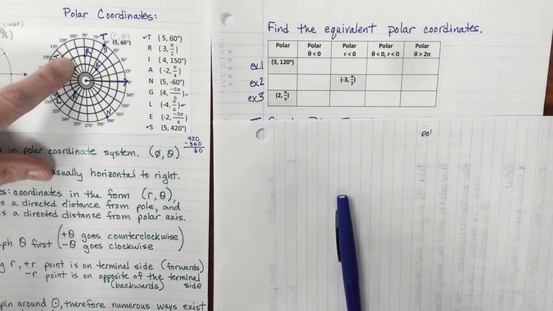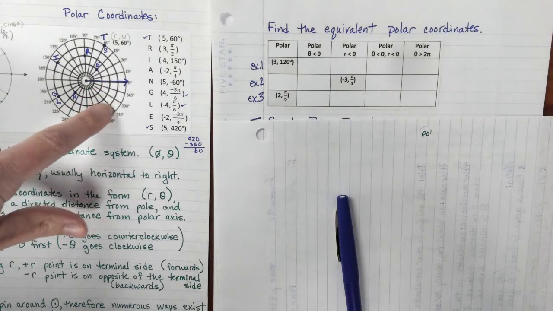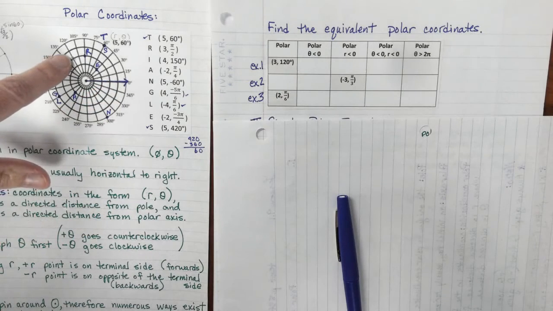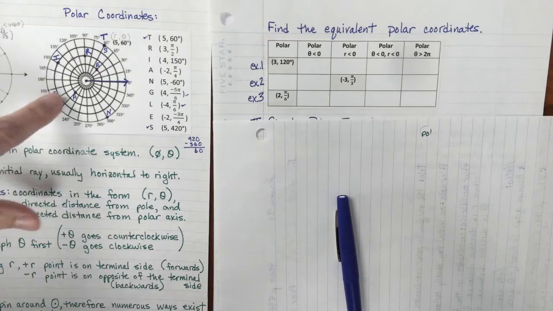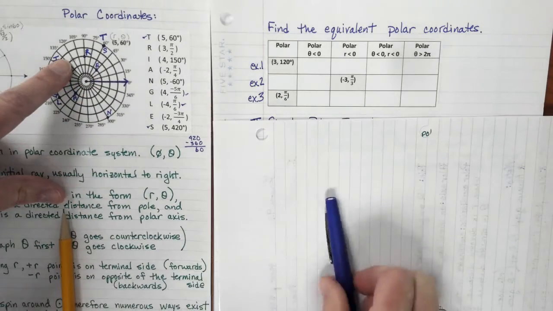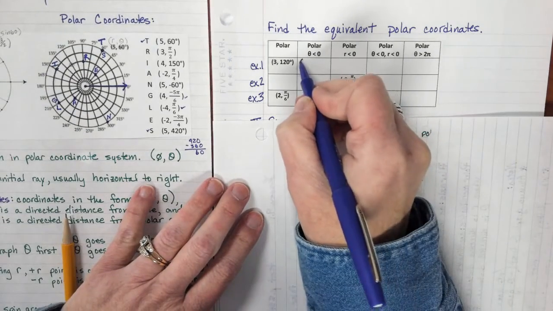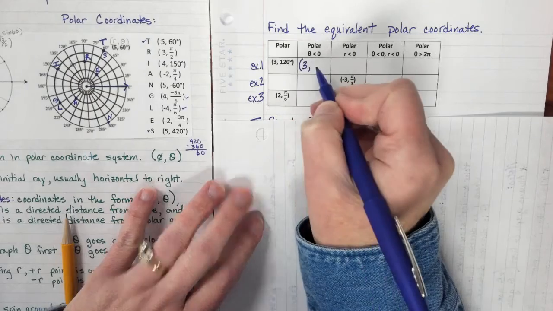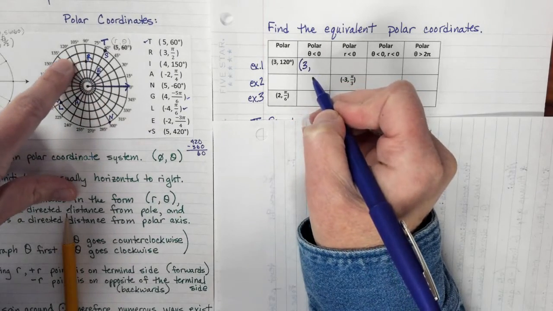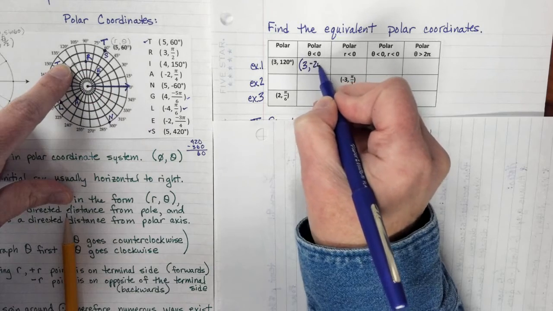Now I want another name for that. Well, if theta is less than 0, if I go in the negative direction here, that would be 240. You see, that would be negative 240. So that's what I'm going to put right there. For this one, I still have a positive 3, but instead of coming around here to 120, I've gone around to negative 240.